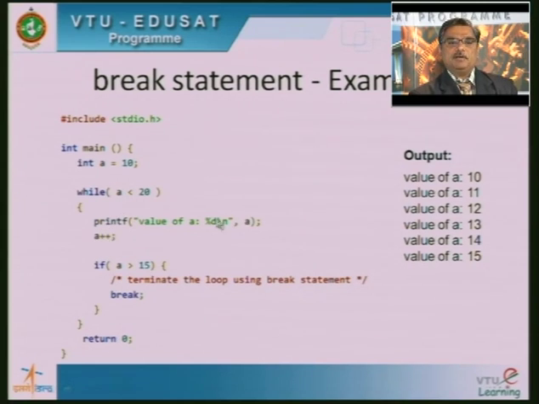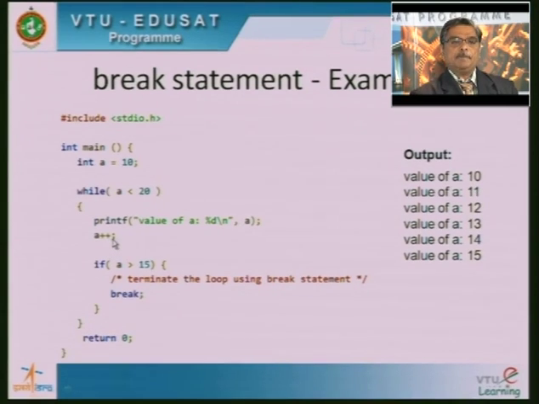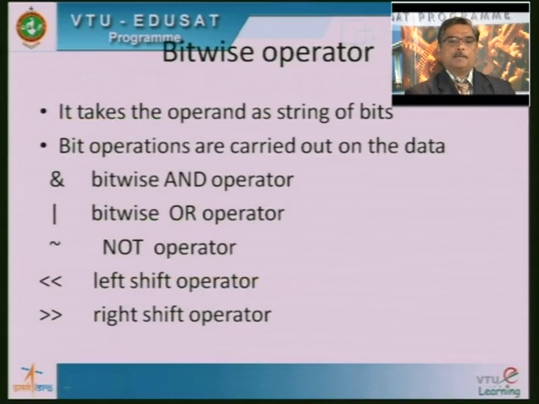So printf the value of a; the first time it will print a. You are incrementing a plus plus. Now a becomes 11. Now we check if a is greater than 15, break. So it will not print after 15. When a becomes 16, greater than 15, the control goes outside the loop of your while and stops the process. This is the necessity of break in your program, to take the control outside the loop. So this is the break statement that helps you in your programming.